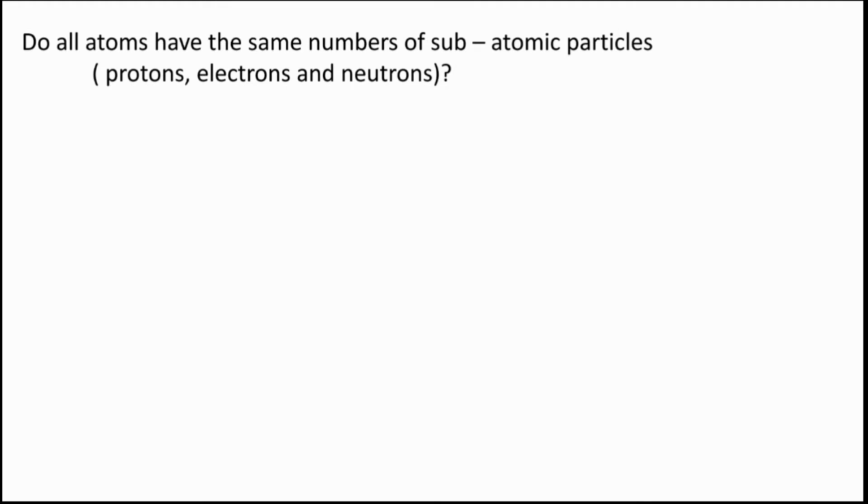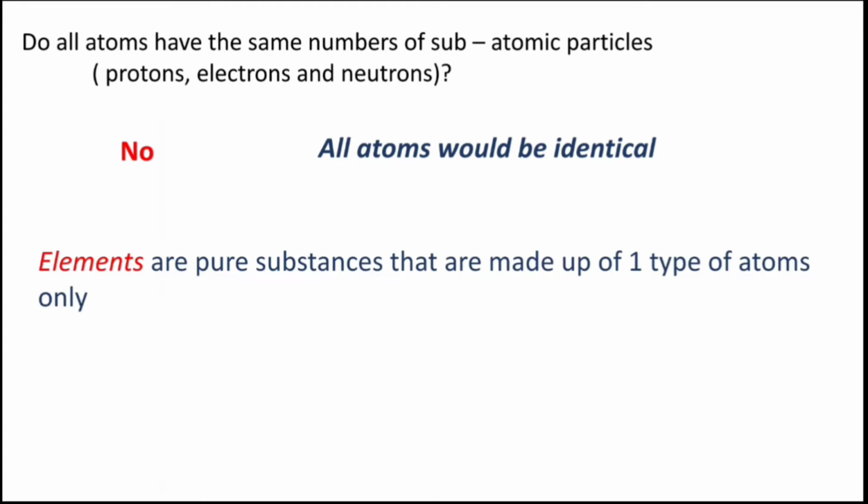Do all atoms have the same numbers of subatomic particles, protons, electrons, and neutrons? Well, the answer is no. That would mean all atoms would be identical. But we know that atoms are not the same. They're actually different atoms. Elements are pure substances that are made up of one type of atom only. So if you have a material that is made up of identical atoms, we call that an element.